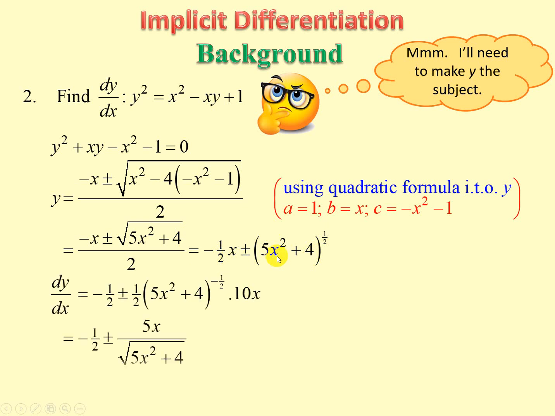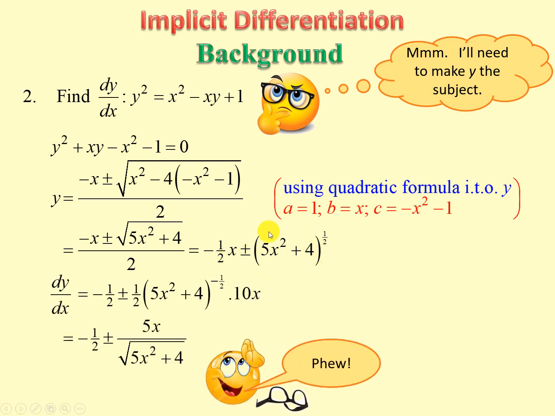That's easy enough. The second term is a chain rule. Outside function, something to the half. So therefore I've got half, that's something to the minus half, and we leave the inside exactly as it is, multiplied by derivative of the inside. So derivative of the outside times derivative of the inside. There's 10x as derivative of 5x squared plus 4. And we simplify. Fairly complex mechanical maths there.